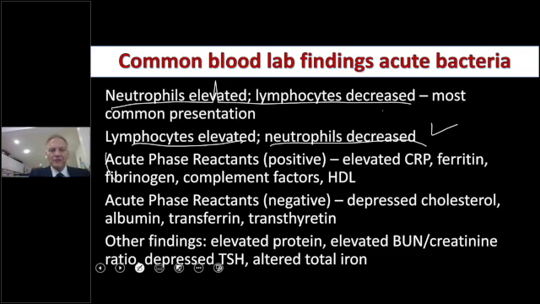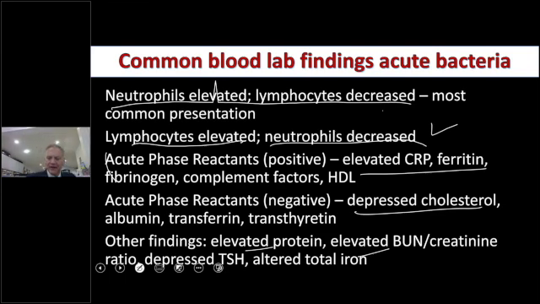All right, so acute phase reactants, we talked about that. Positive ones are the elevated CRP, ferritin, fibrinogen, complement factors, HDL. You can run all those tests. Depressed ones: acute bacterial infections can depress the cholesterol, can depress the albumin, transferrin, and transthyretin. Okay, other findings: elevated protein, elevated BUN and creatinine ratio, depressed TSH below 1, altered iron.